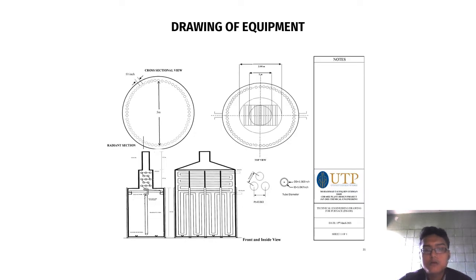So here you can see the drawing of this equipment. On top left, you can see the cross-sectional view with the internal diameter, and on top right, you can see the top view, including the outside diameter, inside diameter of the stack, tube section, and also convection section.